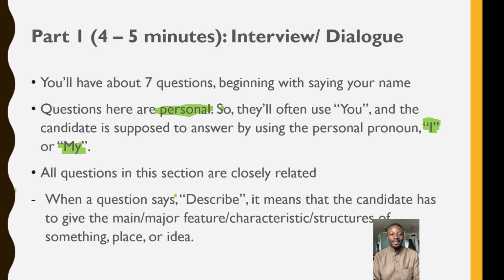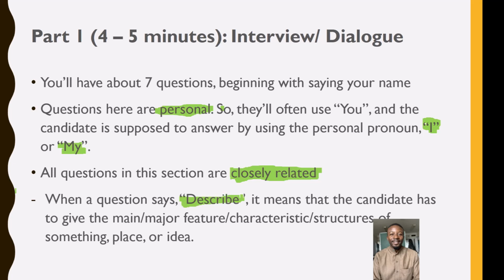So you just want to create a very good impression by being personal when it comes to personal questions or questions that require personal information from you. The next thing you need to know is that all questions in this section are closely related. So if the section is talking about sleep, for example, all the questions will be related to sleep. If it's talking about animals, all the questions will be related to animals. It helps the candidate to be free when talking, and not to think too much, because they just want you to be able to flow.